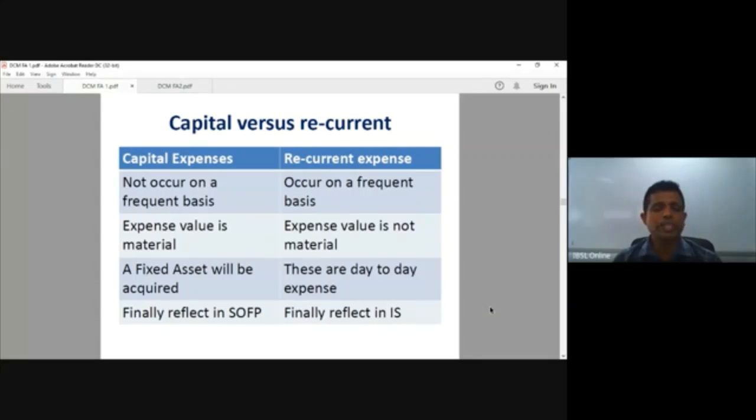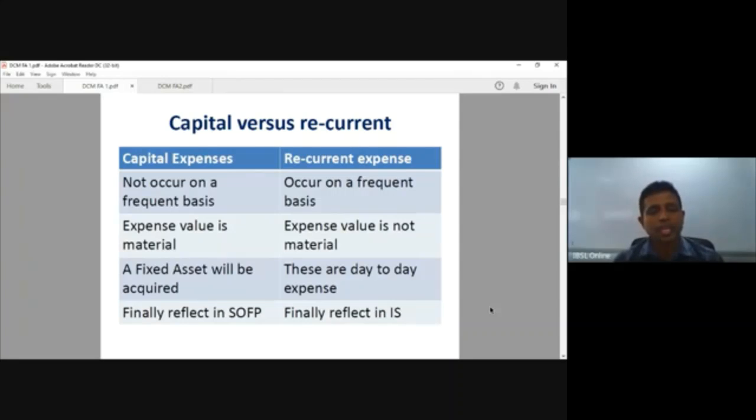Then number two, expense value is material, or expense value is not material. When you purchase a machinery, the expense value is material. But electricity payment is not that much material. Now, these days, the electricity bill is also very high, but compared to a purchase of a machinery, it is not that much material.